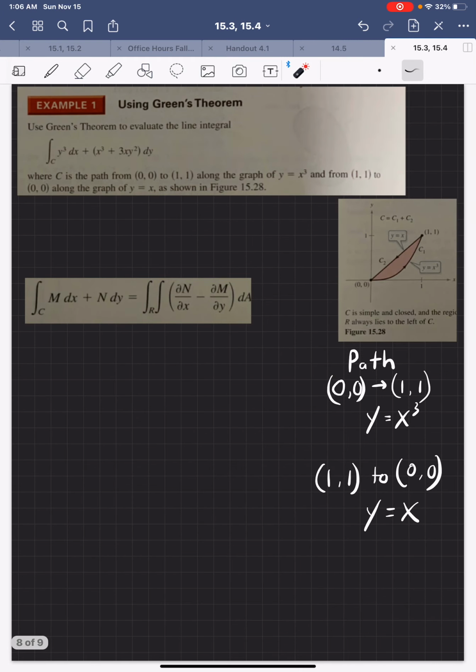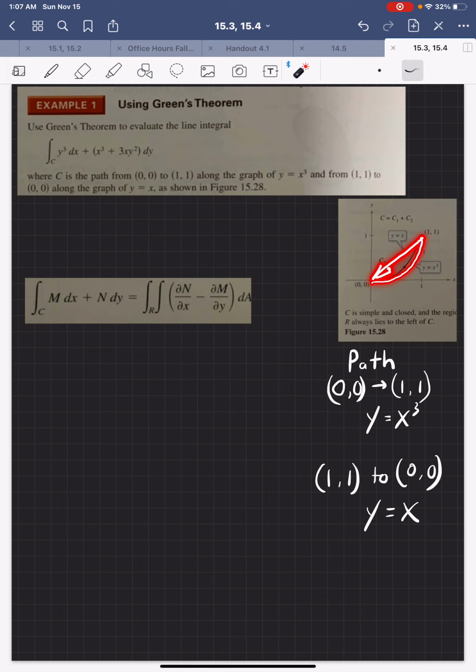So for example, if you didn't want to evaluate this with a line integral, you would just have to make sure the conditions are met, that it is simply connected, continuous. If C is the path from 0,0 to 1,1, it's basically being traced along this path. This is from 0,0 to 1,1, along the path y equals x cubed. And then this is the path that it would take as it goes from 1,1 back to 0,0.